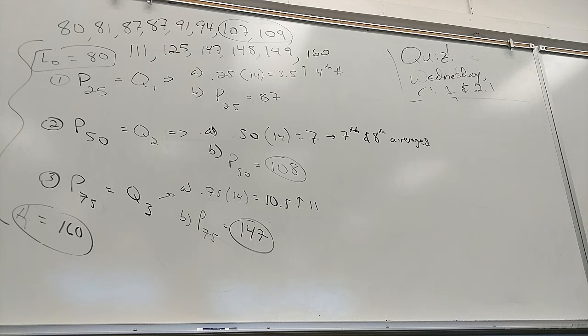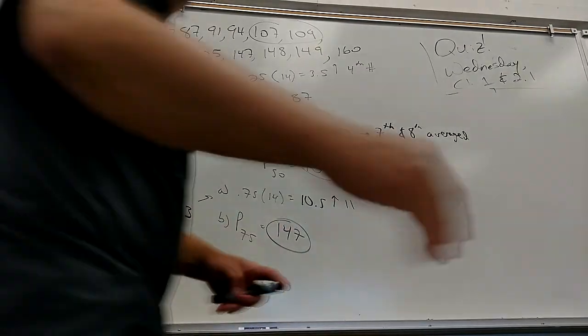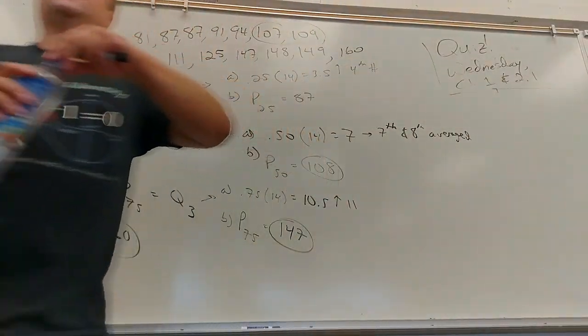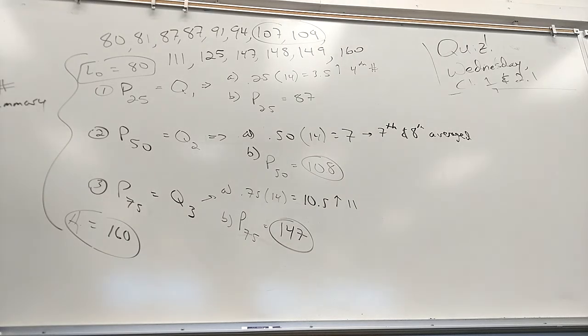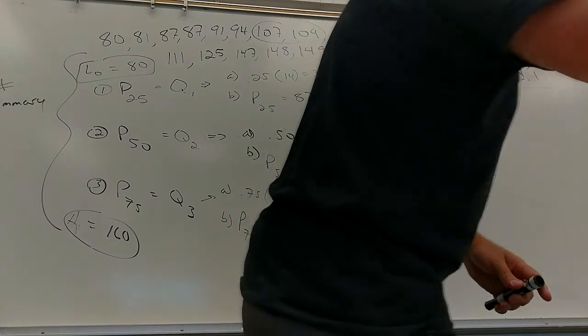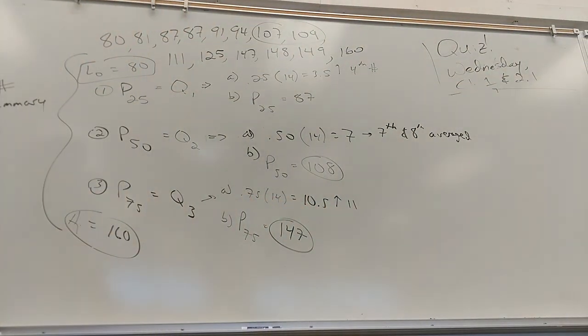Yes, sir. For the sake of argument, let's say P75 comes out to like 10.4. We still round up to 11. Yeah, always. So like I said earlier, 10.000004, round it to 11. Okay, cool. The only time you average is if you get an exact whole number. Then you would average that with the next one.